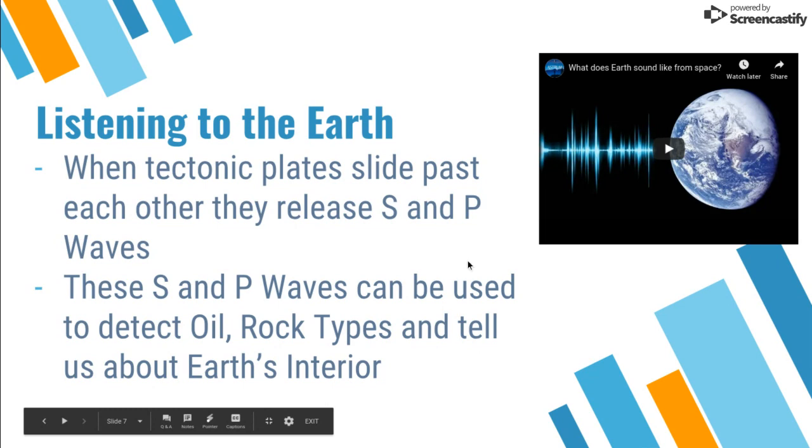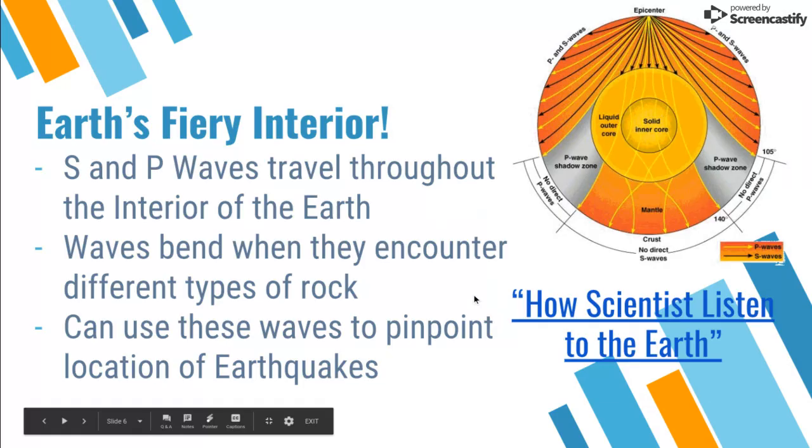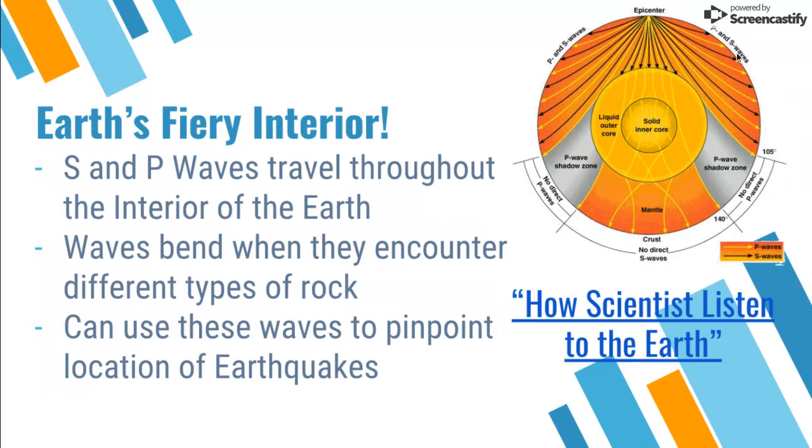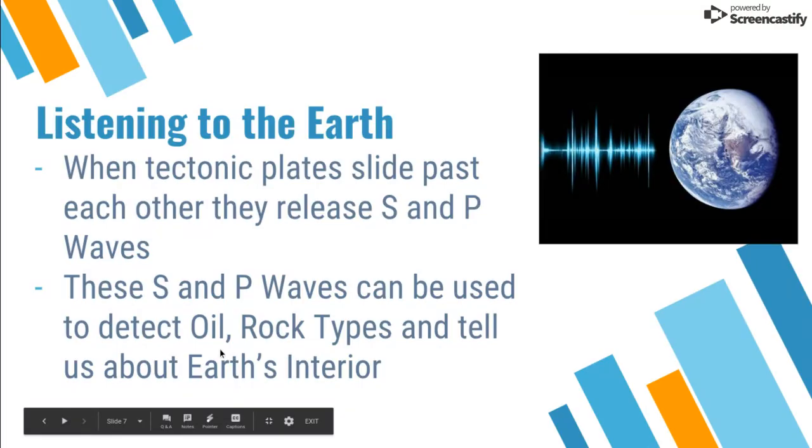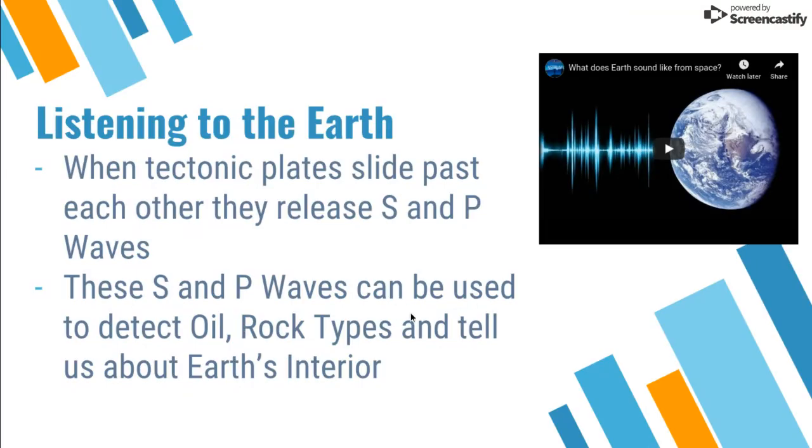Earth's interior. So if I go back to the previous slide here, and we're looking at this image once again, when these earthquakes occur, we can use the way the waves bounce off these materials inside the Earth to tell what's there. So we can tell where oil pockets are or where cave systems are based on how these waves interact with the Earth beneath our feet. So S and P waves are used to detect oil types.